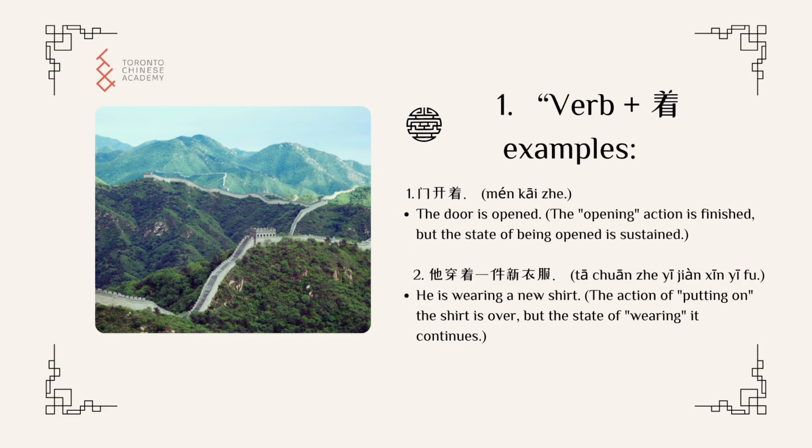To understand this better, here are some initial examples. You could say 门开着, the door is opened. The opening action is finished, but the state of being opened is sustained. You could also say 他穿着一件新衣服. He is wearing a new shirt. The action of putting on the shirt is over, but the state of wearing it continues.